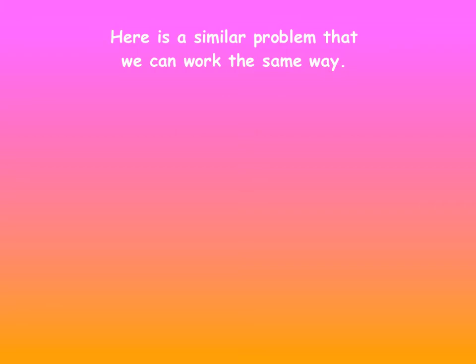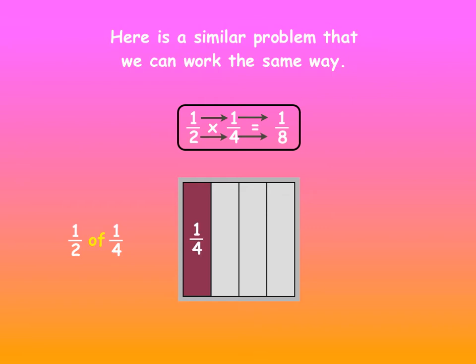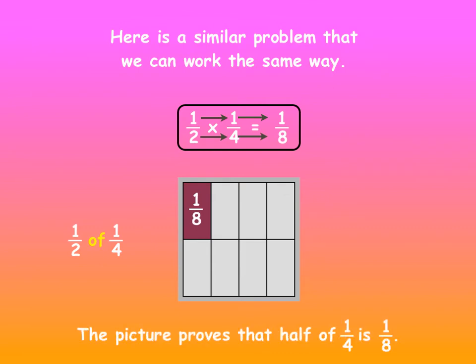Here's a similar problem that we can work the same way. 1/2 times 1/4. Well, of course, you start by multiplying the numerators, and then the denominators. 2 times 4 is 8. 1/2 of 1/4 should be 1/8 according to the math. So here's a picture of 1/4. Now we'll take a half of that fourth. There we go. Well, it's not a fourth anymore. It's a half of a fourth, which actually is 1/8. The picture proves that half of 1/4 is 1/8.